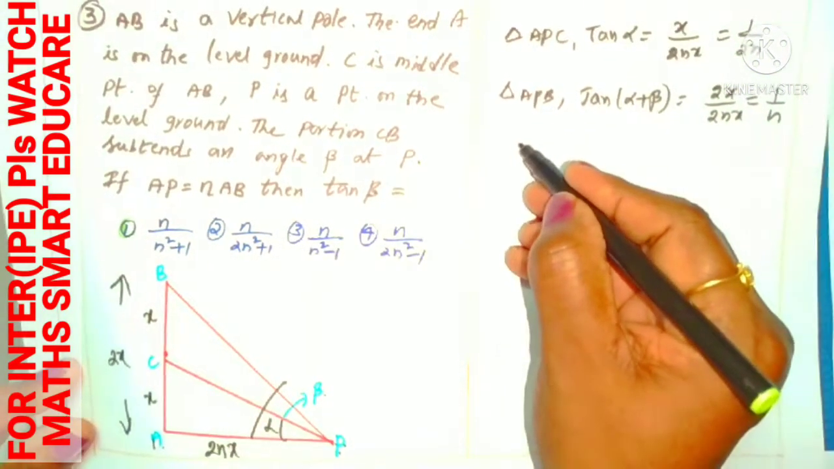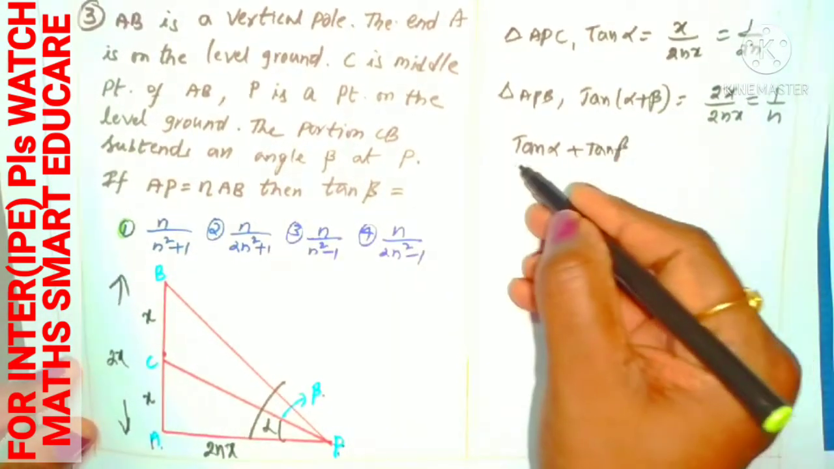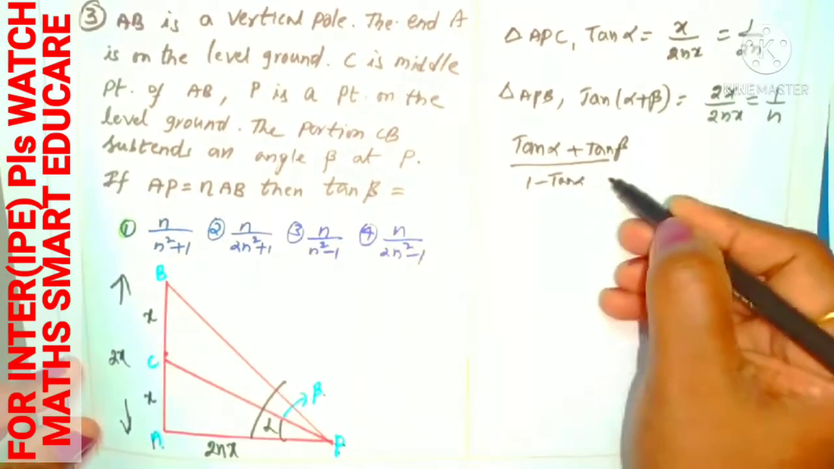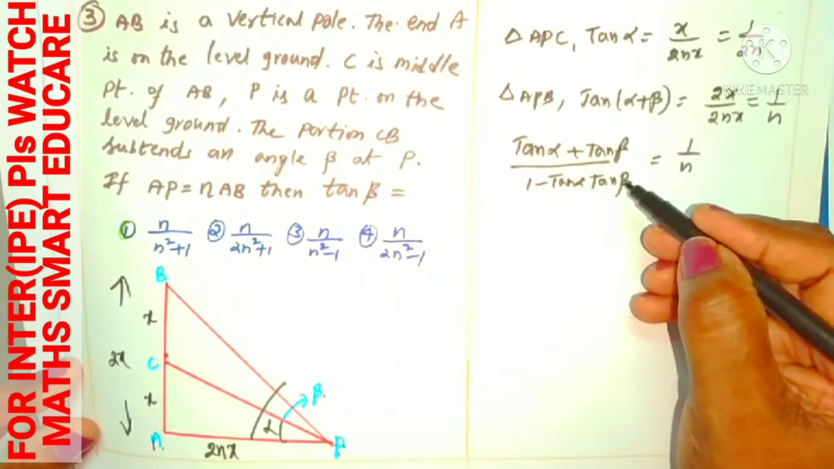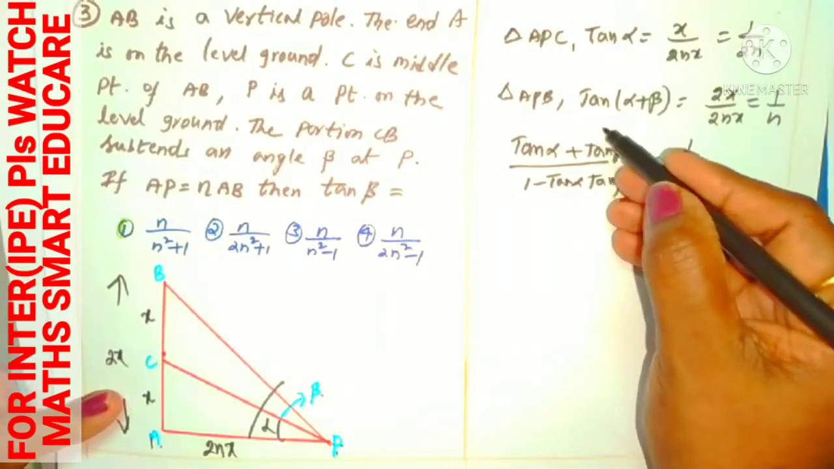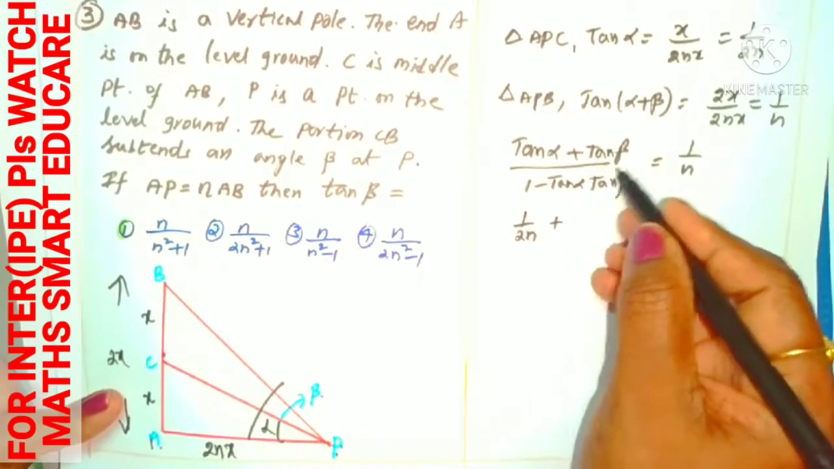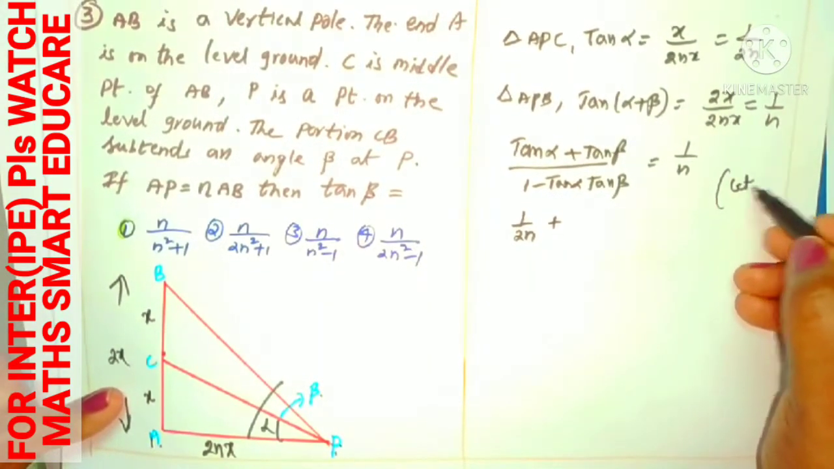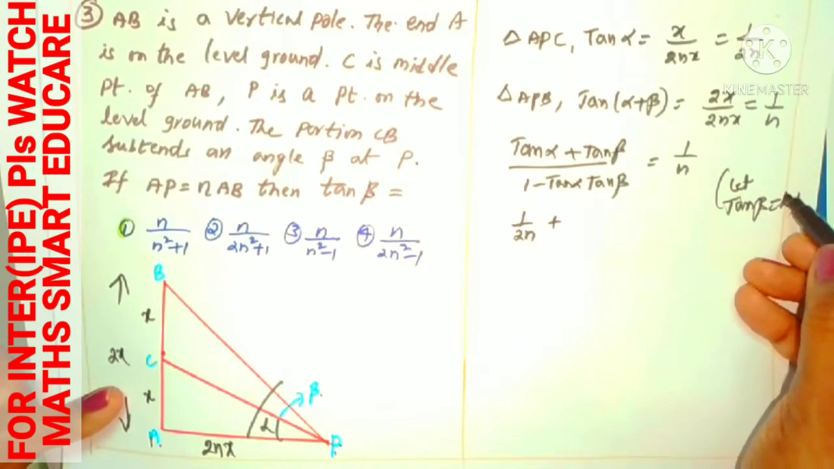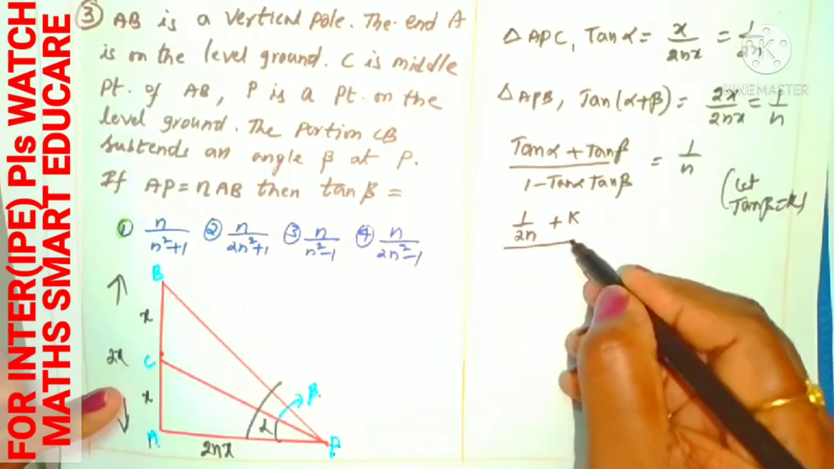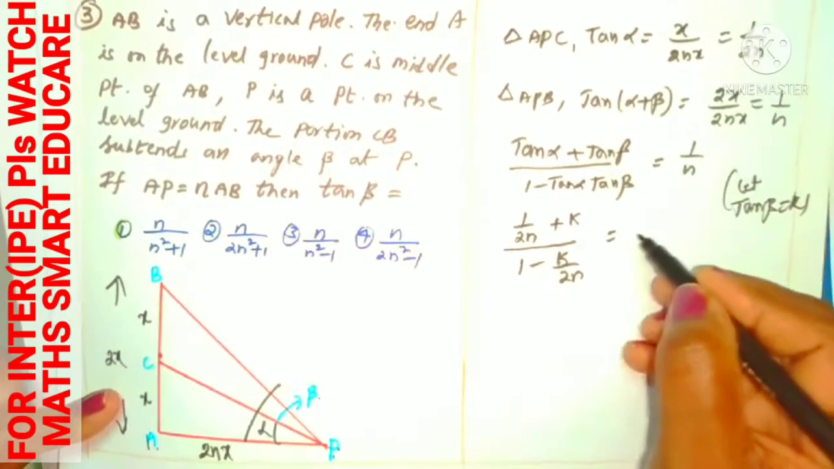You know tan of alpha plus beta as usual. I am using the tan A plus B formula: tan alpha plus tan beta by 1 minus tan alpha into tan beta, which is 1 by n. You know tan alpha is 1 by 2n. Tan beta we don't know, we have to find out. For our convenience, let tan beta be taken as some k, just for easy calculation purposes. So k by 1 minus k into 1 by 2n, that is k by 2n, equals 1 by n.